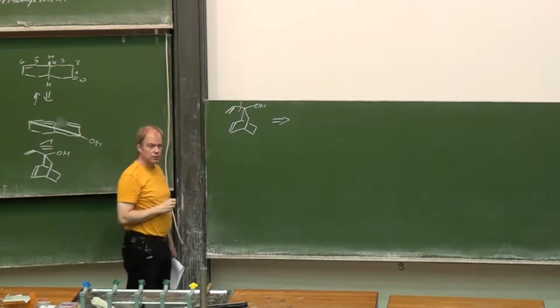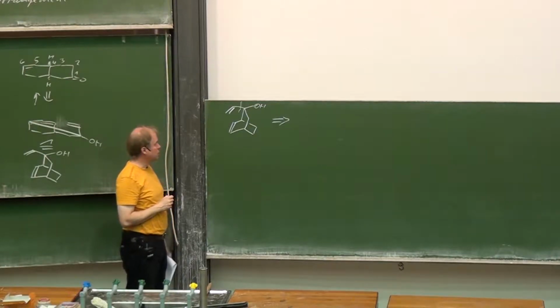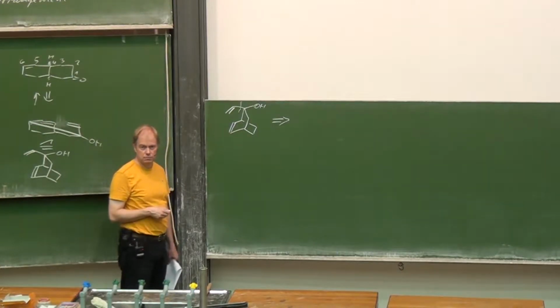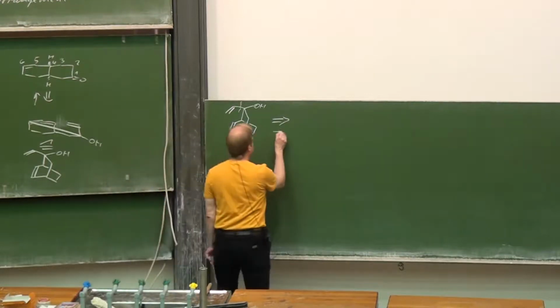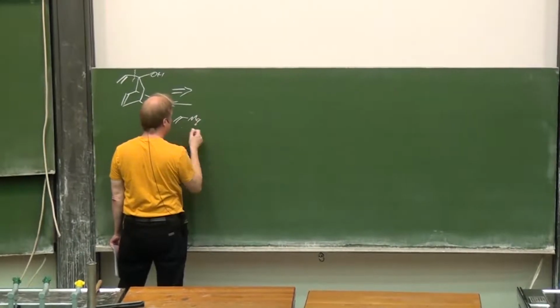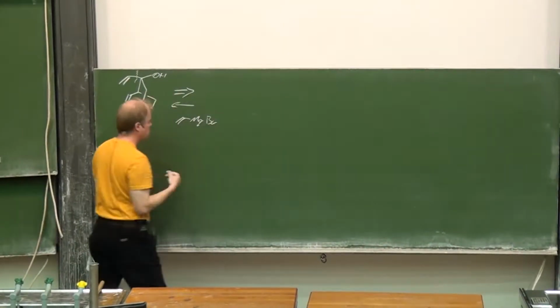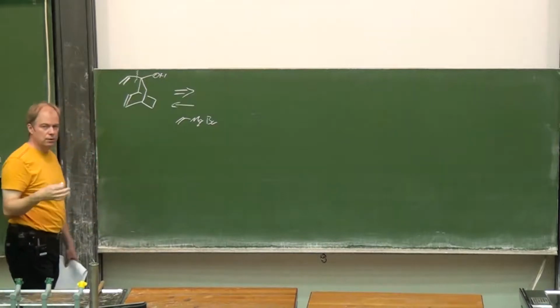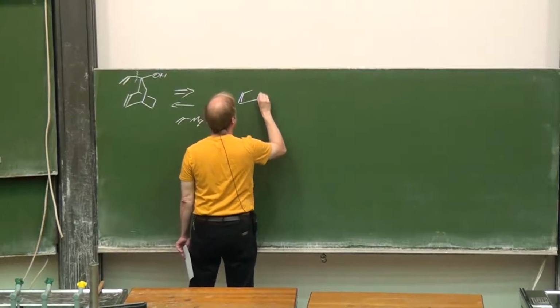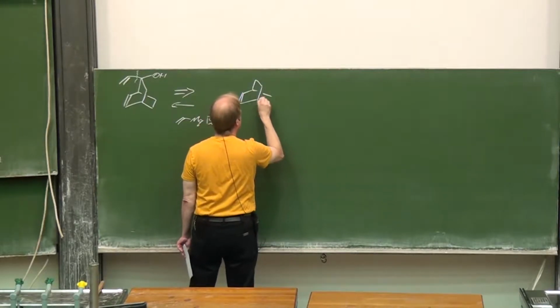This looks quite straightforward, disconnecting here, because as you know, a tertiary alcohol we can easily synthesize by letting an organometallic reagent react with a corresponding ketone. So, we know that, for instance, with vinyl magnesium bromide or vinyl lithium, we could get this transformation done.